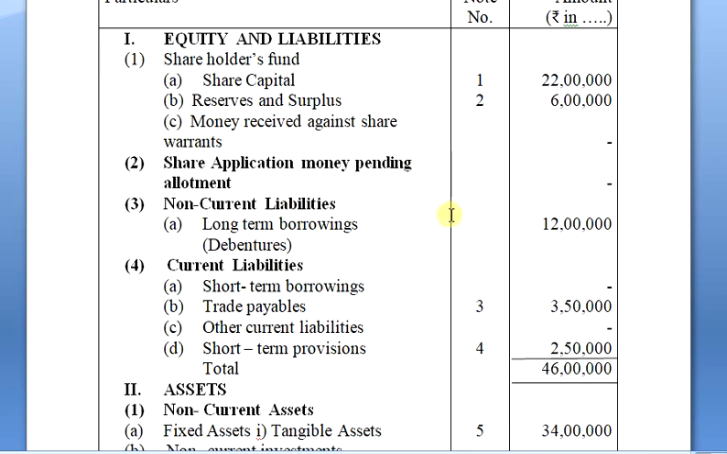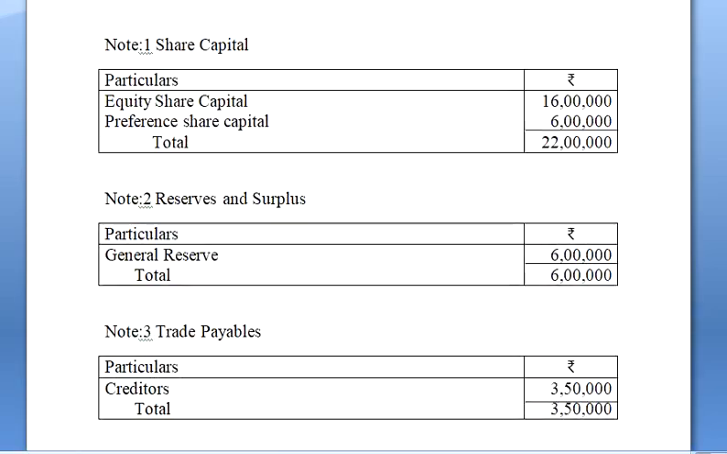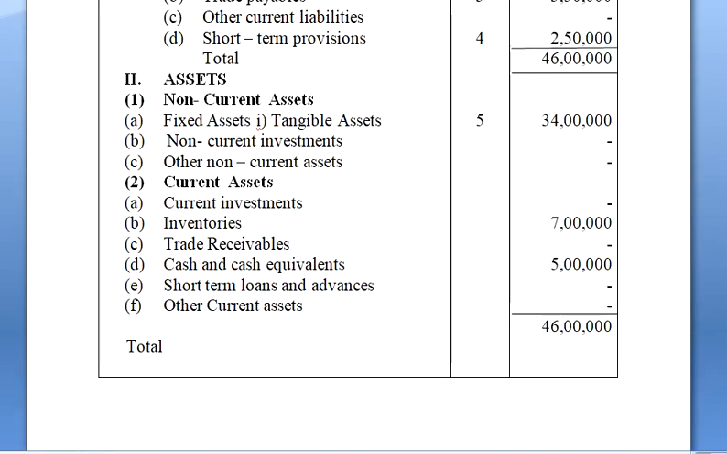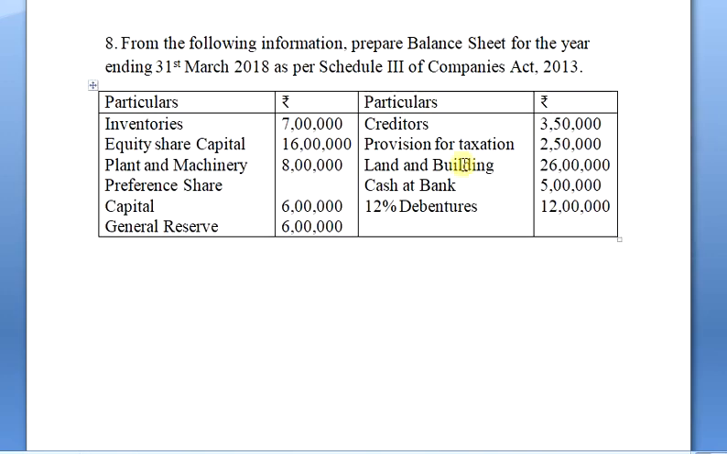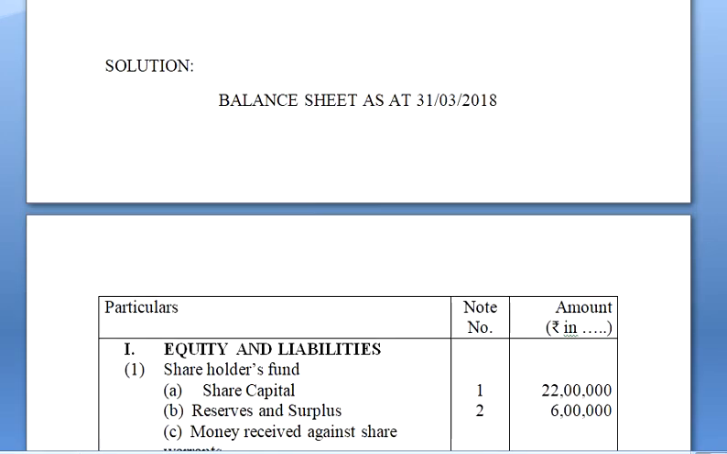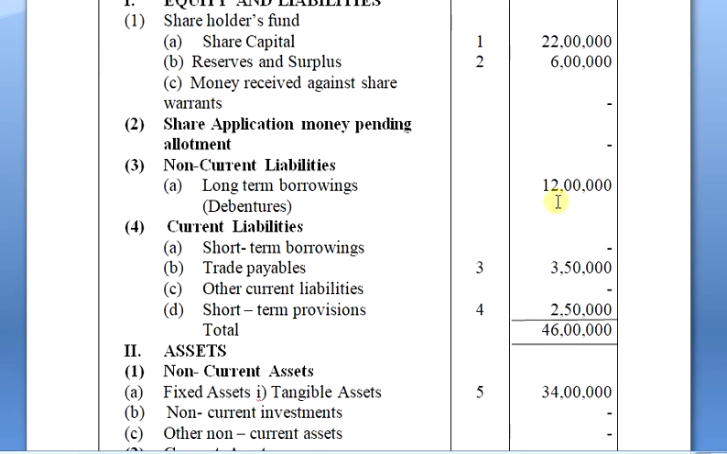In the non-current liabilities, that is long-term borrowings, only one thing is there, debentures. How much amount is there? 12 lakhs. See here, you can notice in the question itself, 12% debentures, 12 lakh is there, that we have considered here. So 12% debentures, that is long term borrowings, it is 12 lakhs. Current liabilities: under this, short term borrowings is nil, my dear friends.